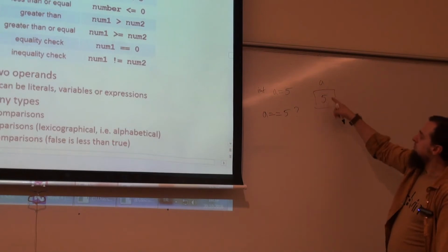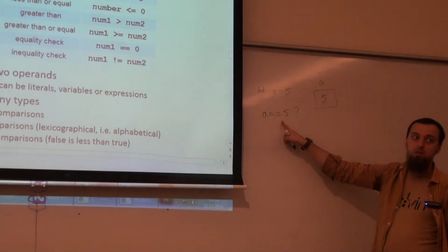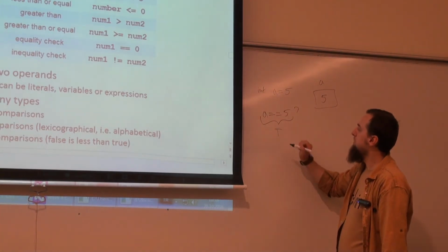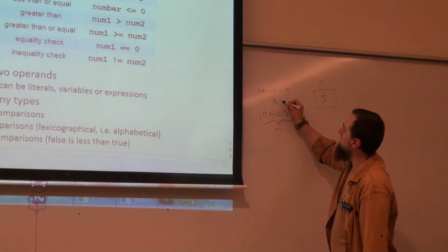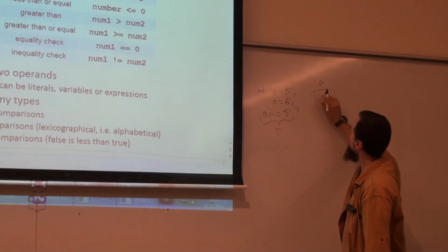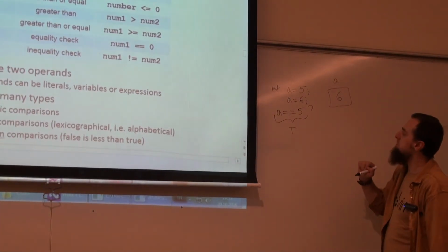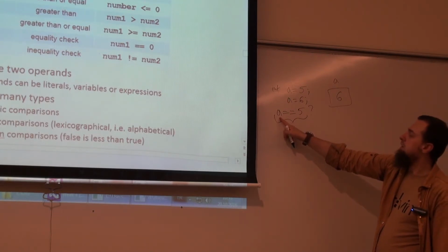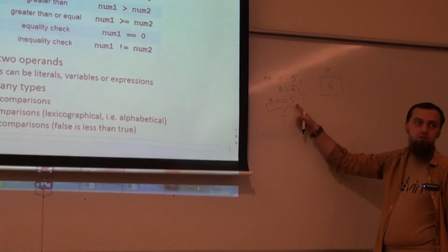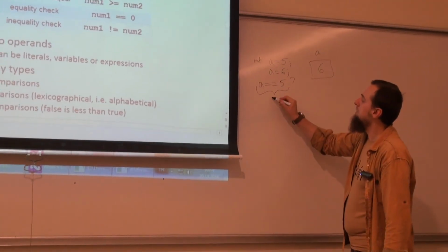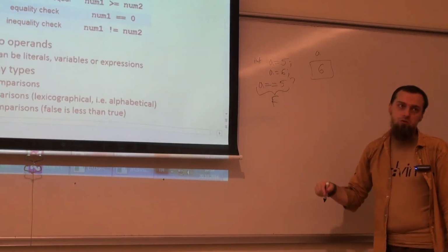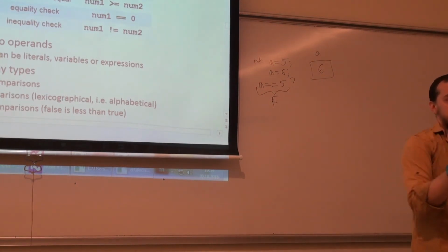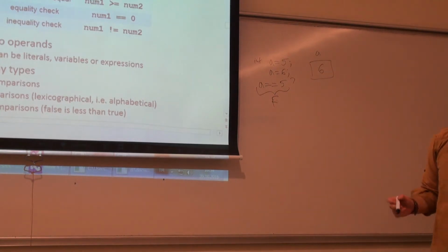If a is 5, and I'm writing something like this, it is going to be true. But if a is equal to 6, and I'm asking whether 6 is equal to 5, is this true? No. So it's going to be false. Don't mix those two, okay? This is the assignment operator, and this is the operator for asking whether it's true or false, equal.